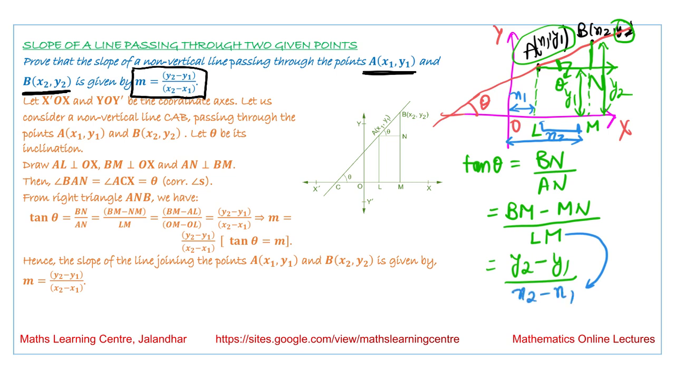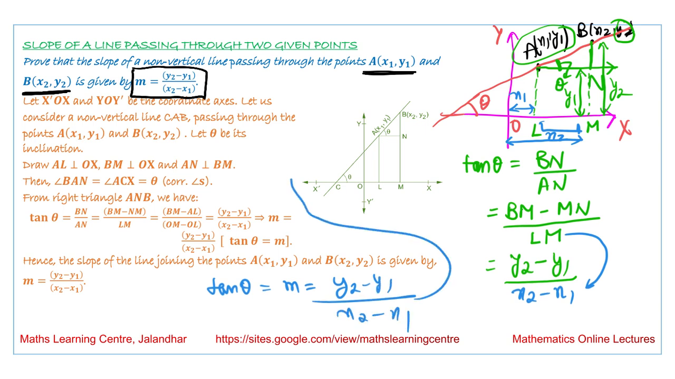So we write this value tan theta, which we know is equal to m, as y2 minus y1 over x2 minus x1, and this is the formula for the slope of this line that we had to prove.